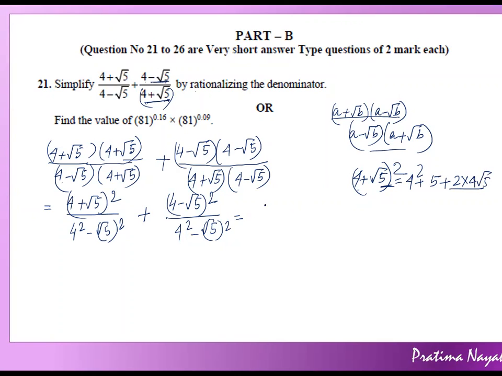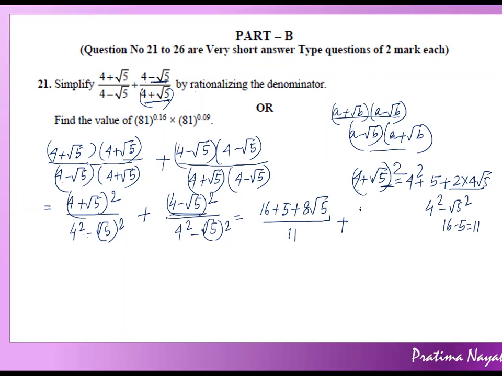So now I am writing directly. It will be 16 plus 5 plus 8 root 5. And what will the denominator be? It will be 16 minus 5. 4 square is 16, root 5 square is 5, so this will be 4 square minus root 5 square, that is 16 minus 5, not 25. This will be 11. And the next term is a minus b whole square.